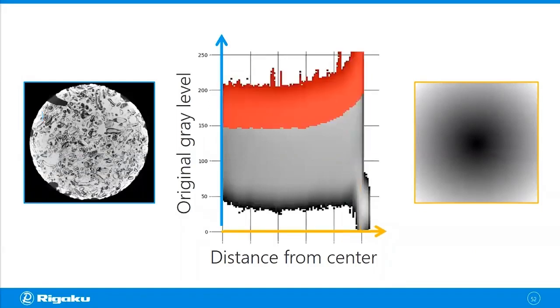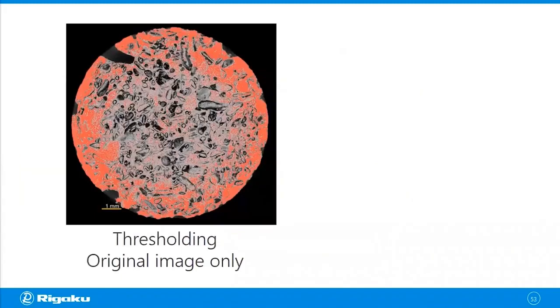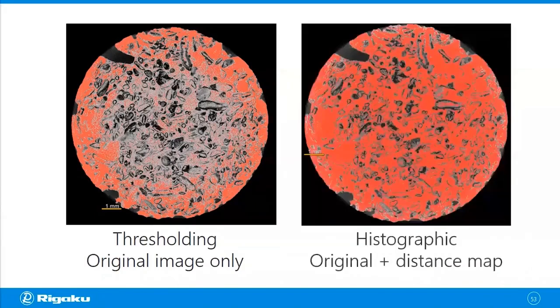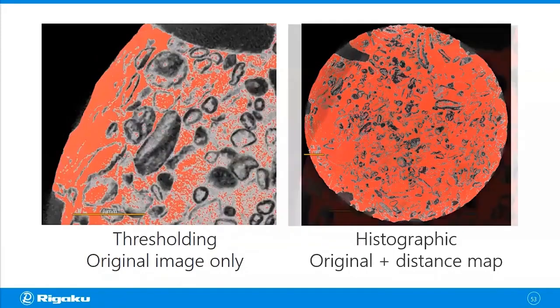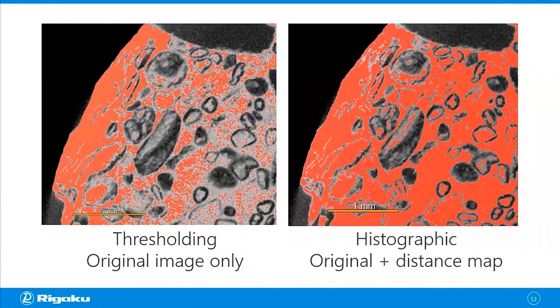And at the end, you will have those voxels selected, and you can map this back to the original image. So this is where we started with just one simple threshold, which was not working very well. But if you use the histographic segmentation by combining the original and distance map, you can get a segmentation that is this clean. So let's zoom in. So we had a problem with this one, but the histographic segmentation looks a lot better. We don't have holes towards the center, and we still have those voids towards the edge intact.